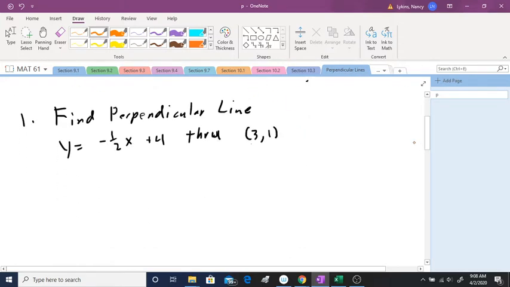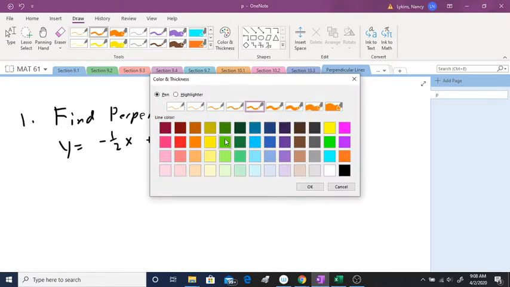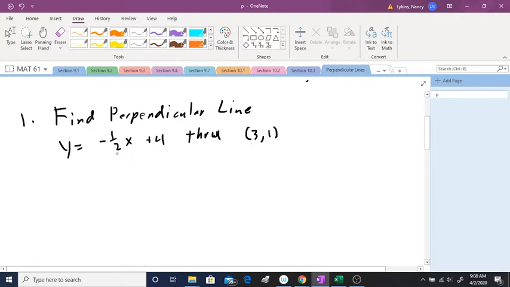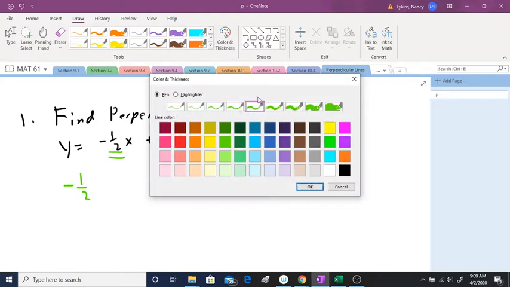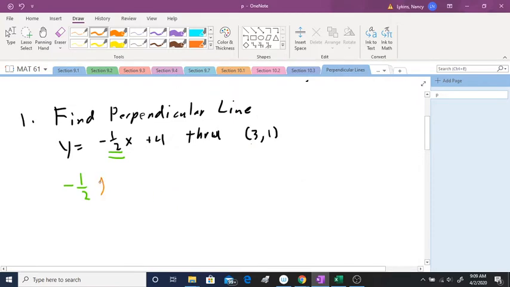So we have this problem: find the perpendicular line to the equation negative 1/2 x plus 4 through the point (3, 1). So now what I would do first is you need to locate and recognize what the slope is. In this case, it's negative 1/2. So that means I want to take the reciprocal, or what I call, we flip the fraction. It's going to stay negative because the reciprocals do not change the sign. However, the 2 goes on the top, the 1 goes on the bottom.